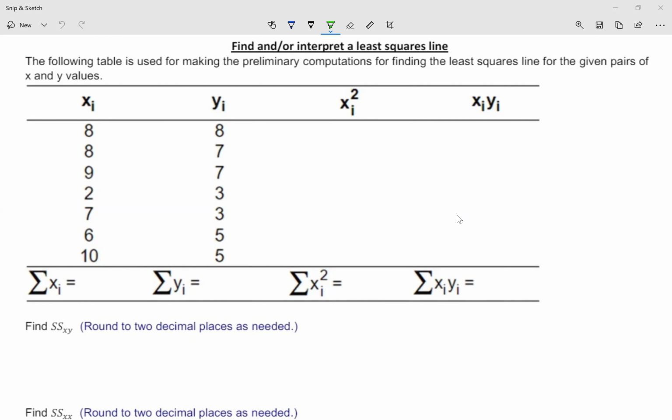So it says the following table is used for making the preliminary computations for finding the least squares line for the given pairs of x and y values. So I'm giving you a big table here.